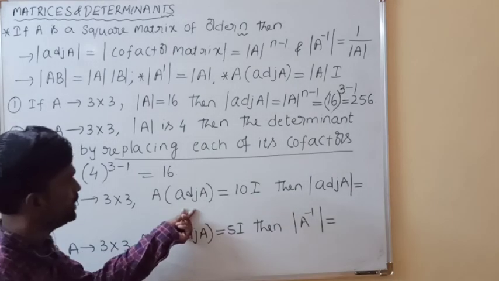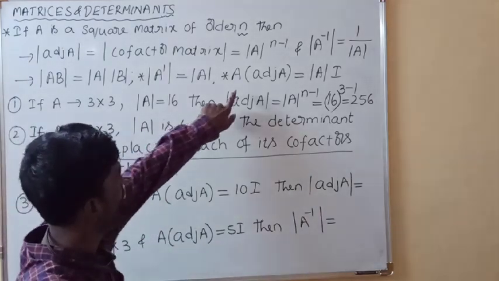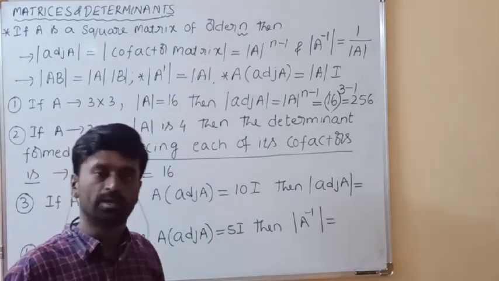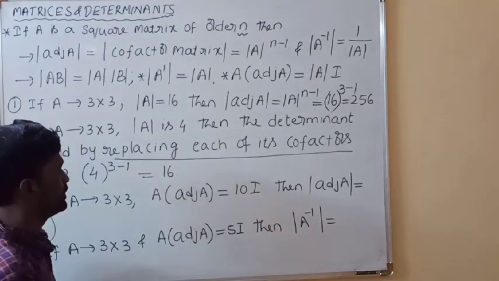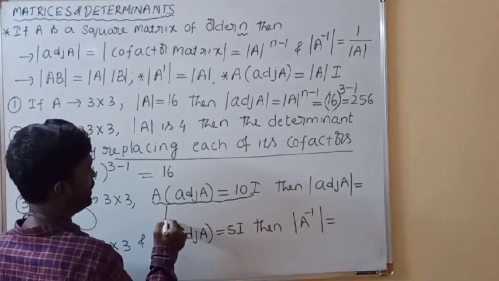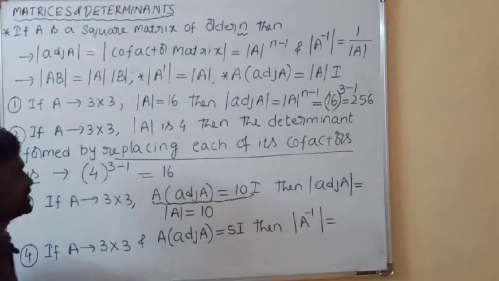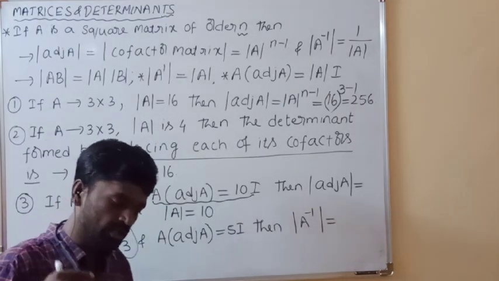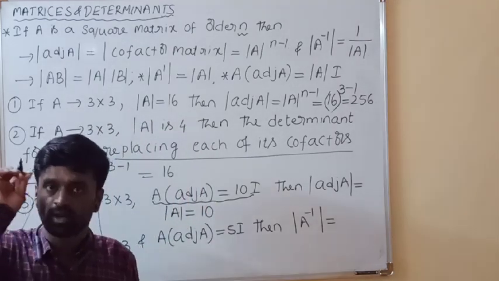So A into adjoint A is equal to what? Det A into I. If it is reversed, adjoint A into A, that is also det A into I only. So here instead of det A, what we have? 10. So from this condition, what we got? Det A value is 10. And what we have to find? Det of adjoint A. If they ask det of adjoint A or det of A dash, det of A transpose, and whatever det of A inverse, first you find det A.